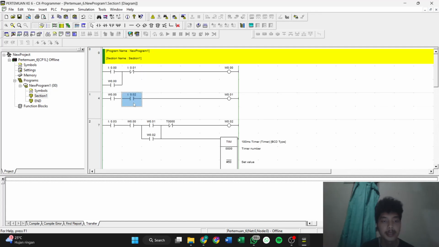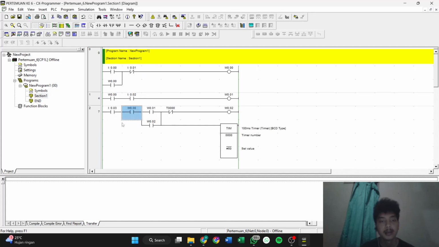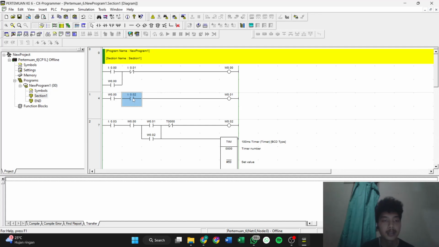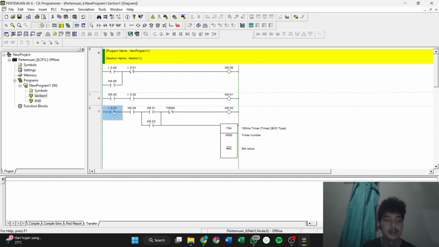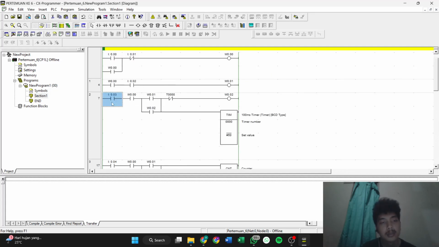The proximity sensor uses input 0.02, and if W001 is active, the limit switch is inactive.